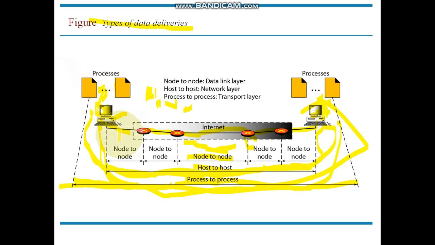There are three kinds of deliveries. First is node to node, where packets travel from node to node. The second is host to host, where files are sent between hosts. After that there is process-to-process communication, which is communication between a process in one computer and a second process in another computer. So there are three kinds of communication.